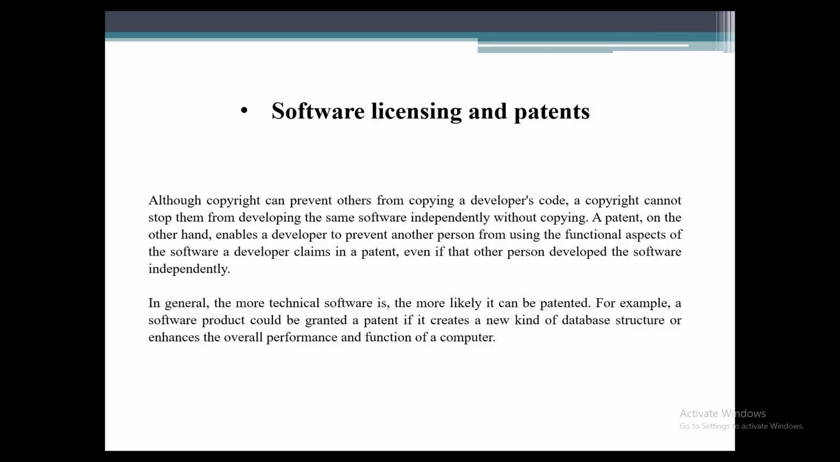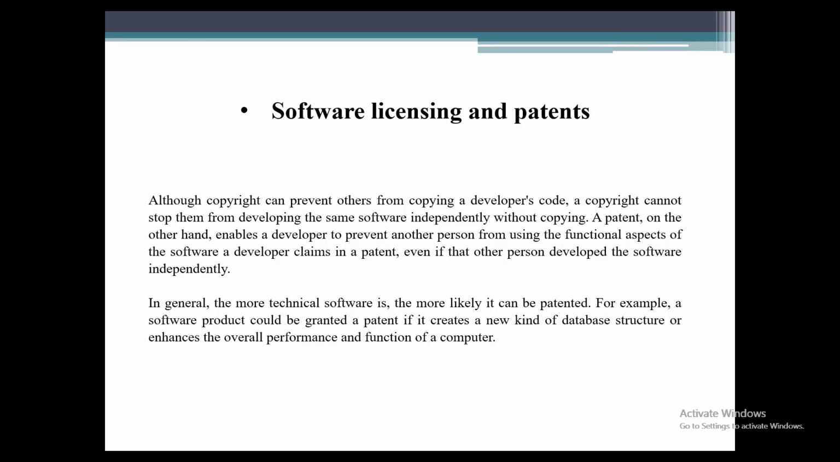Although copyright can prevent others from copying a developer's code, a copyright cannot stop them from developing the same software independently without copying. A patent, on the other hand, enables a developer to prevent another person from using the functional aspects of software a developer claims in a patent, even if that other person developed the software independently.